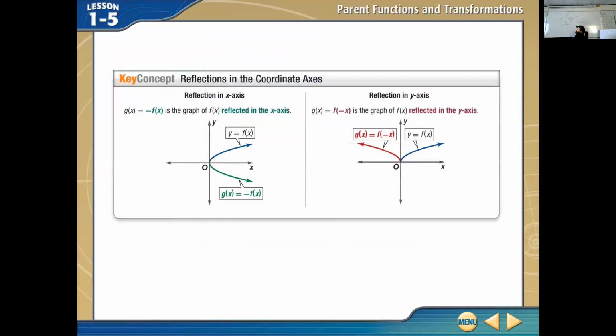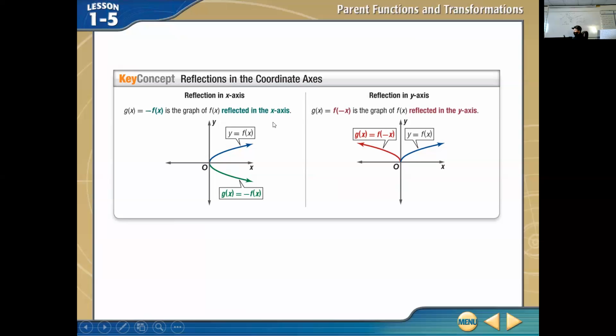Okay, reflections on the coordinates of axes. We're flipping it over the x-axis or over the y-axis. Once again, looking inside, outside. So we have g of x is equal to a negative f of x. Is the graph of f of x reflected about the x-axis.